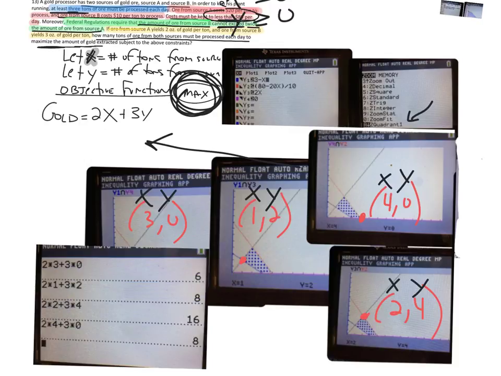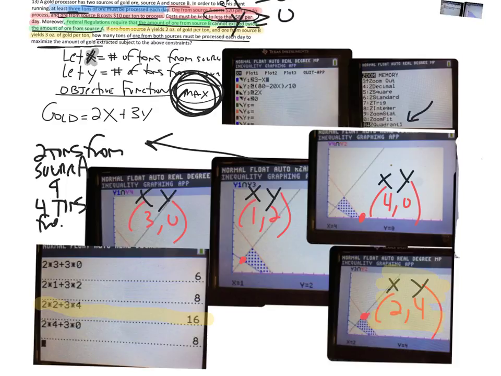So here, to maximize the amount of gold, they should extract 2 tons from source A and 4 tons from source B. And here the maximum amount of gold is 16 ounces.